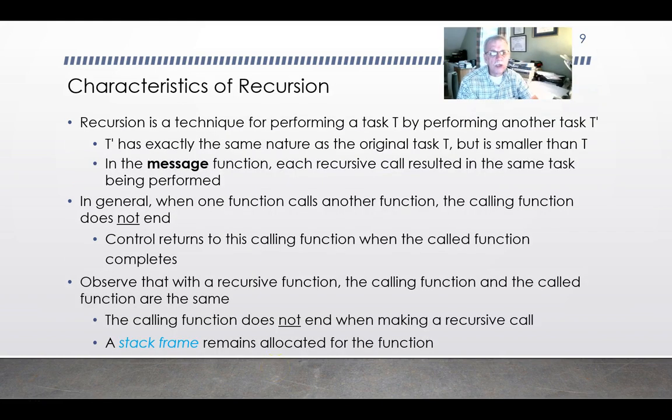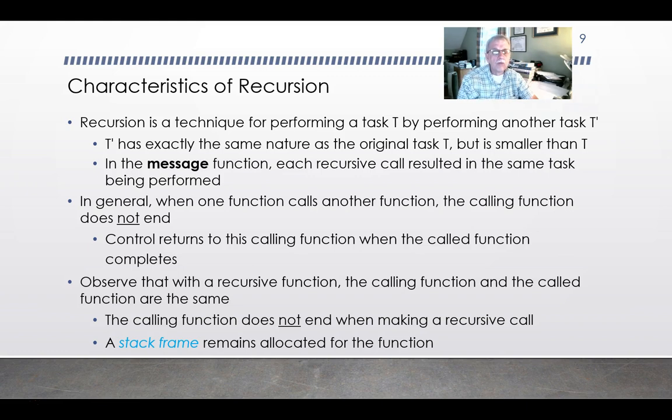So let's recap what we've seen thus far. We say that in general, when one function calls another function, the function that makes the call does not end. Its execution is suspended. However, execution will resume within that function when the called function completes its execution. In order to achieve this behavior, the system has to remember the return address, the point at which execution will resume within the calling routine. This is accomplished by using a stack, and placed on the stack is what we call a stack frame or an activation frame. And that's going to record information about that return address.